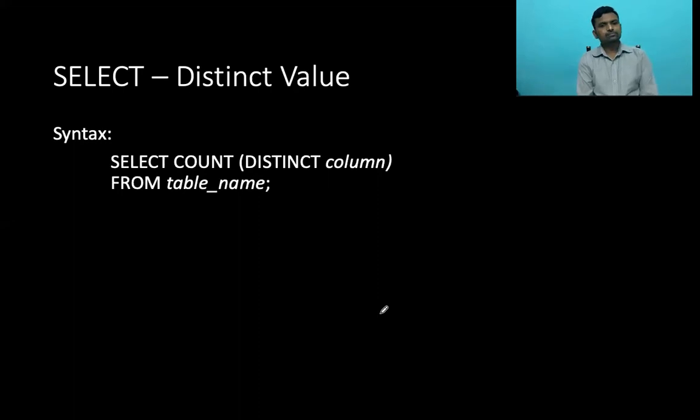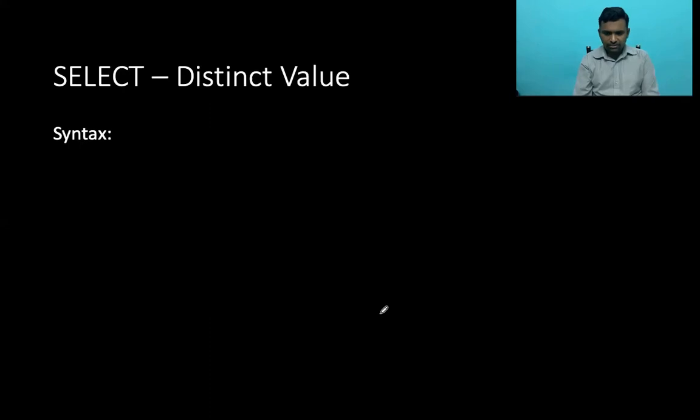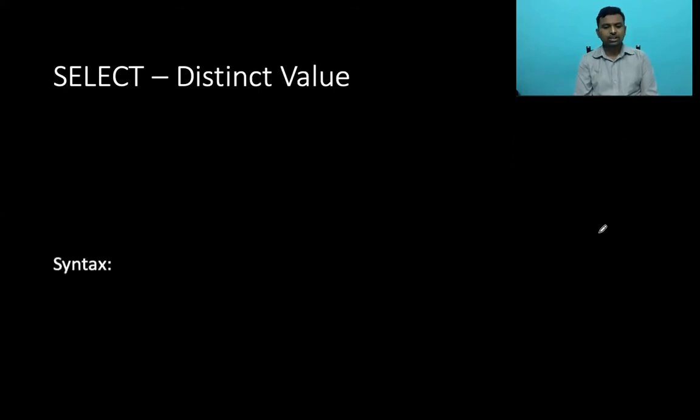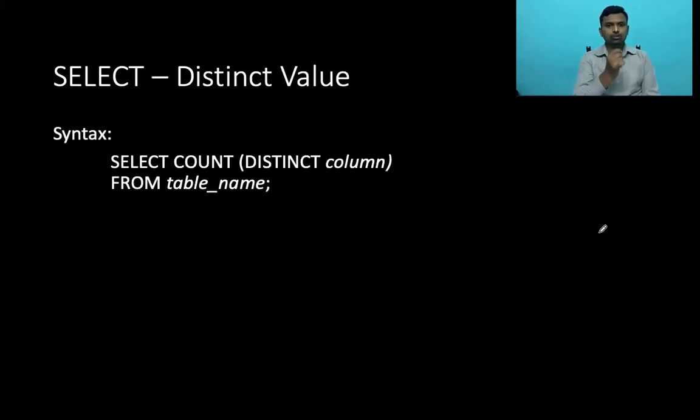Next, if I want to find how many different cities people are coming from, right? Before, in the previous query, I said select distinct city from employee, and here I see 1, 2, 3, 5. Totally 5 cities are there. But if I want to print 5, to show that 5 cities are there, yes, I can do that. How will I do it? With the help of count.